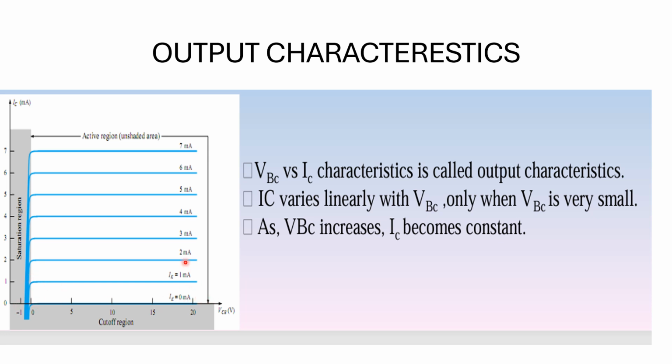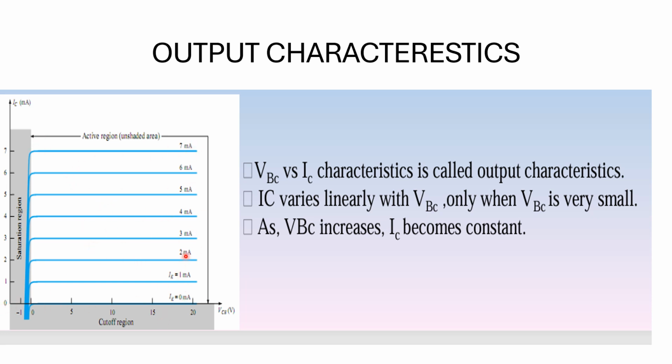You see here, as the input current IE increases, there is an increase of the output current. We know that IE is equal to IB plus IC. At the initial stage, with a very small change in the output voltage, there is a large change in the output current. After that, the output current is parallel and constant. That means the output current is independent of the output voltage VCB. The output current depends upon the input current.